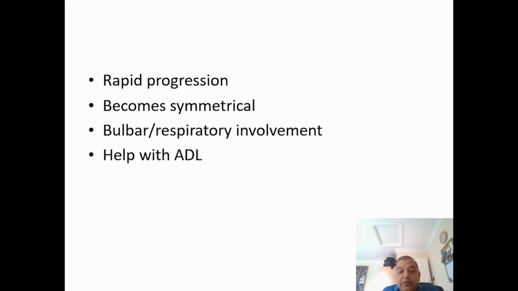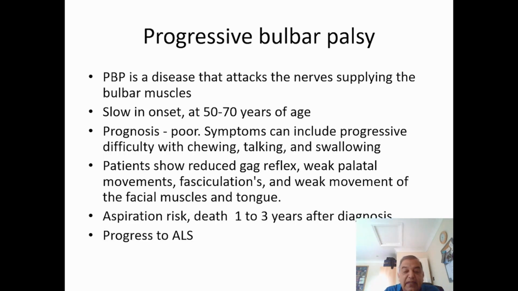So coming back to motor neuron disease, there's rapid progression. It becomes symmetrical. There's bulbar and respiratory involvement, and they would need help with the activities of daily living. Just a few words about a couple of conditions that may present to the clinicians. One is progressive bulbar palsy, which starts with involvement of the bulbar muscles, and the limb symptoms may or may not develop later. It's slow in onset, again between 50 and 70 years of age.